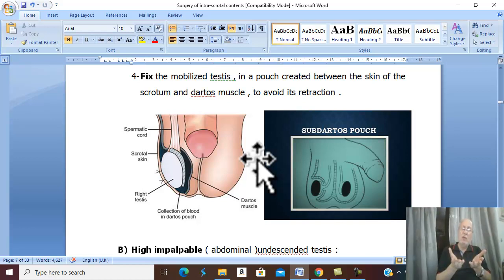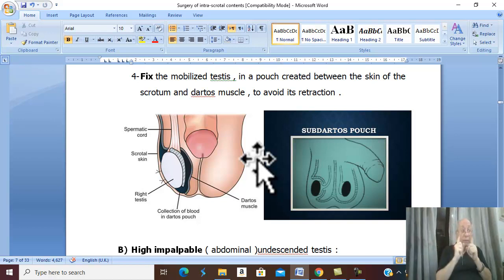Which is very difficult to descend? High abdominal undescended testis. High abdominal undescended testis is very, very rare to descend. Therefore, surgical treatment is the main line of treatment.